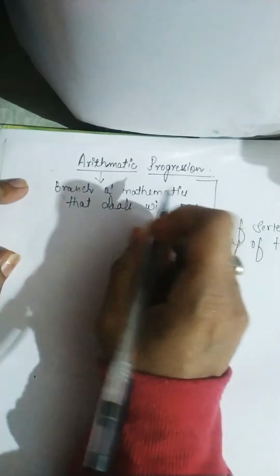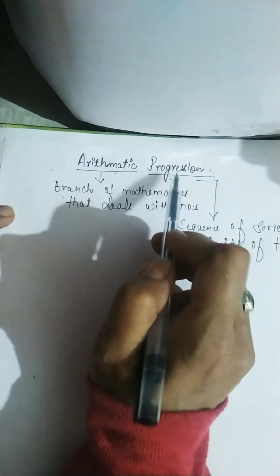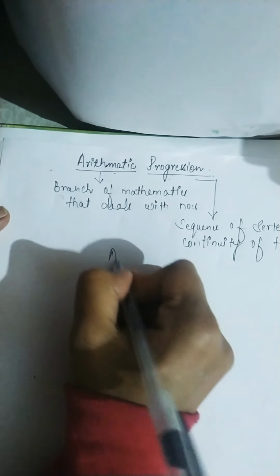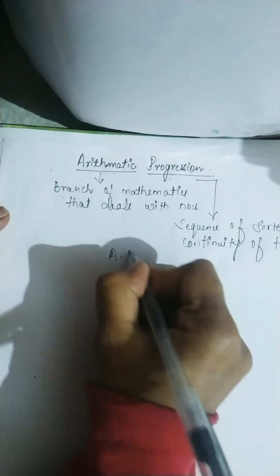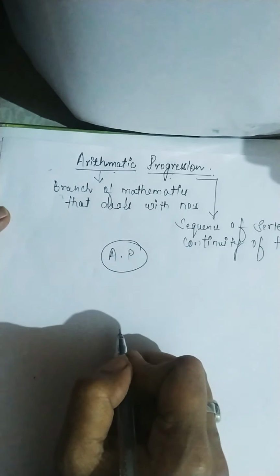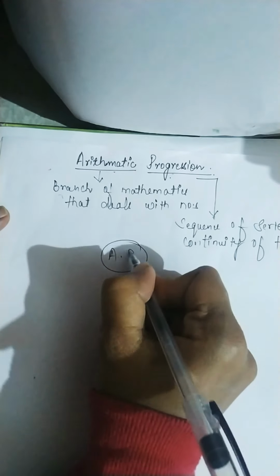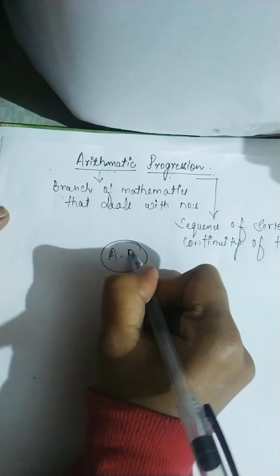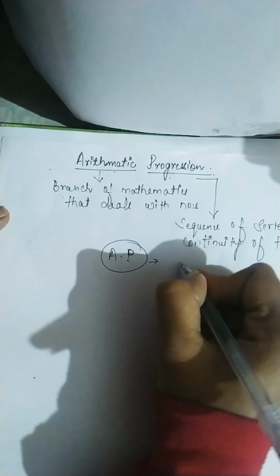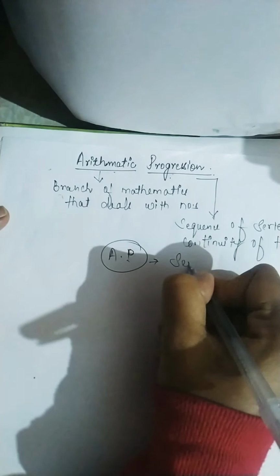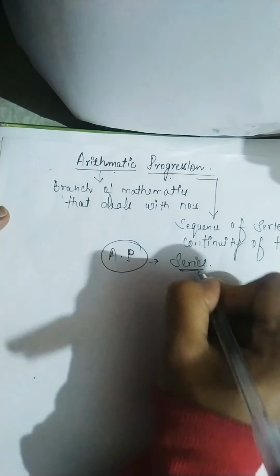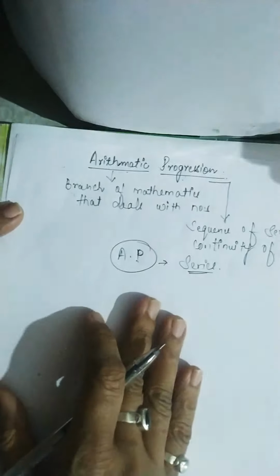So both arithmetic and progression are combined to form arithmetic progression, and in short we can call it AP. So the main term that is going to be introduced in your new class is AP, and we call this an AP series. Now what is this AP series? First of all, what is a series?